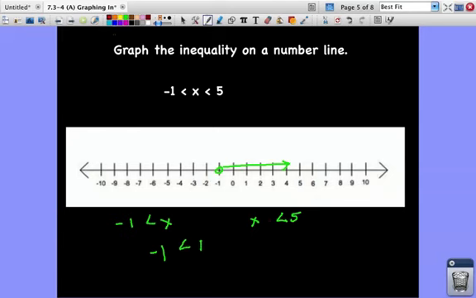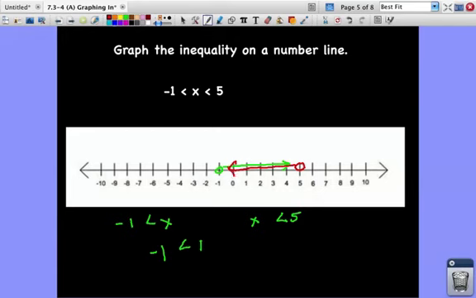Now let's look at a second graph here. Let's switch to red. I have x is less than 5. First thing I need to do is go to 5 and determine if I need an open or closed circle. Because it's just less than, I'm going to use an open circle. Now, x is less than 5. So 4, 3, 2, and 1, these are all less than 5. So I'm actually going to shade to the left.